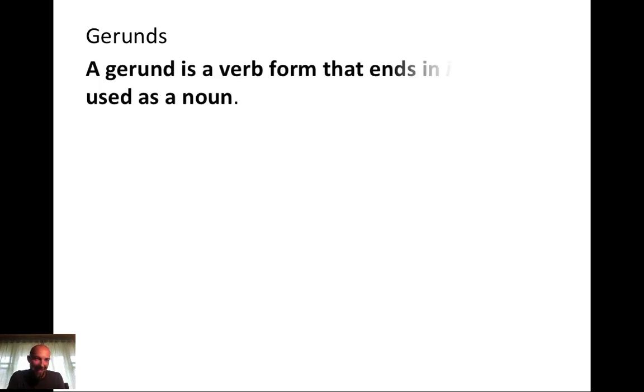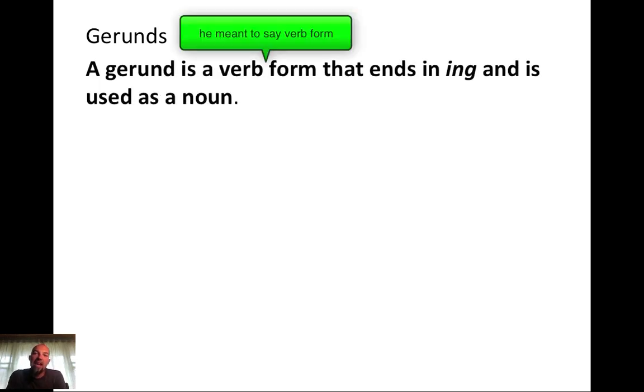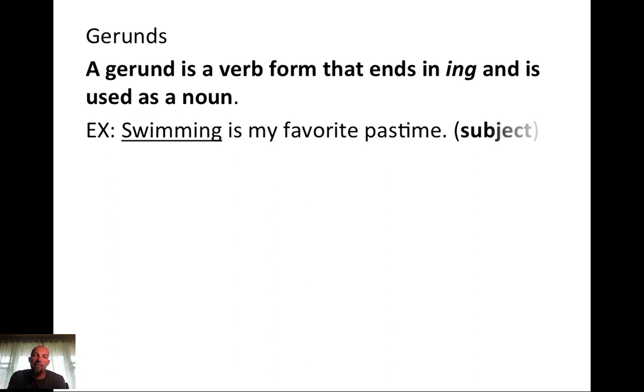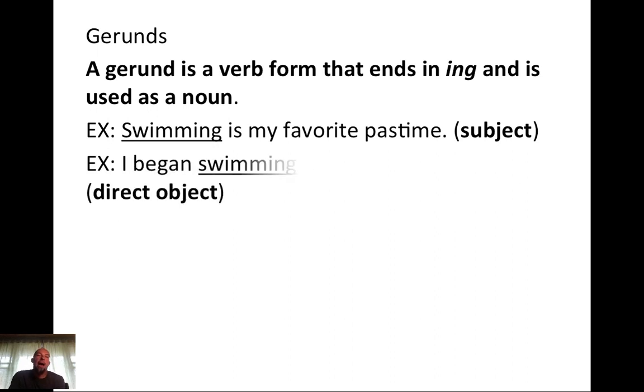Gerunds are first. A gerund is a verb that ends in ing and is used as a noun. Swimming is my favorite pastime. Swimming is a subject. Who or what is my favorite pastime? Swimming. Swimming's a noun. I began swimming at the age of 6 months.